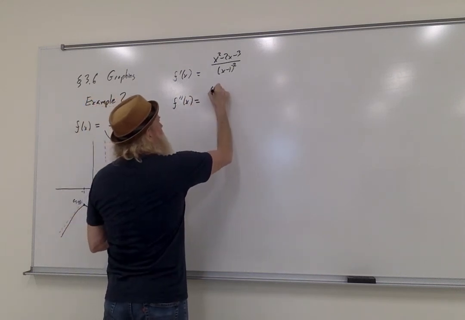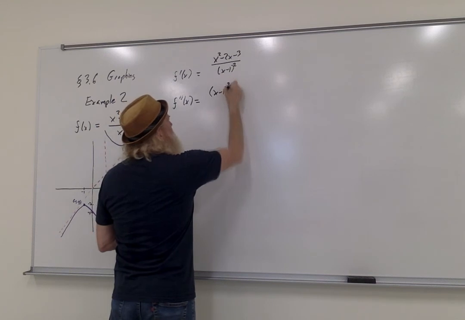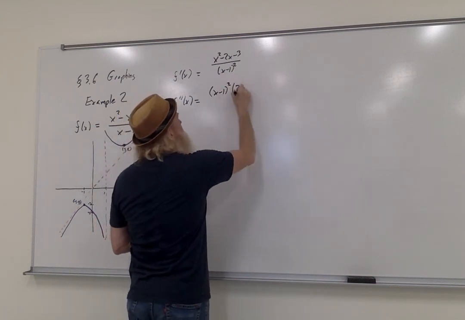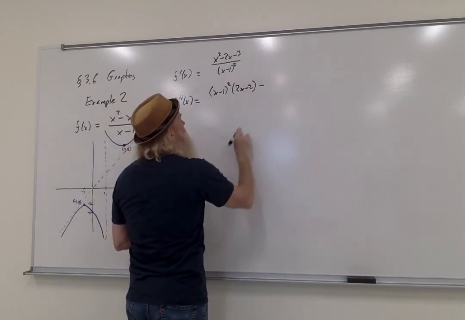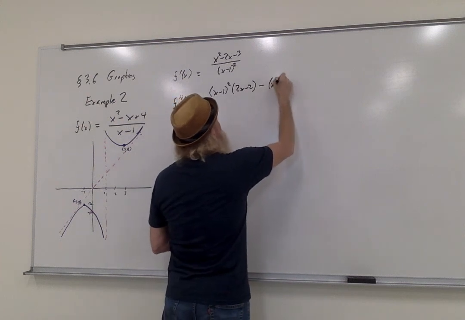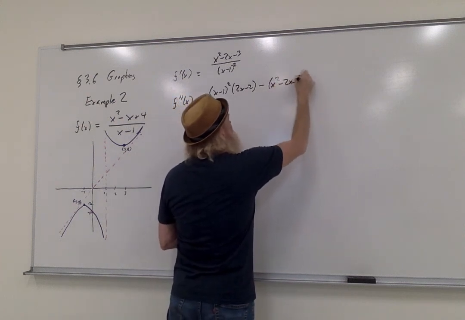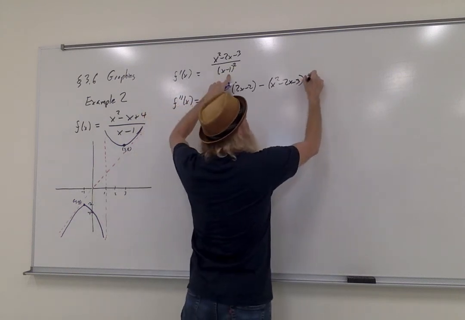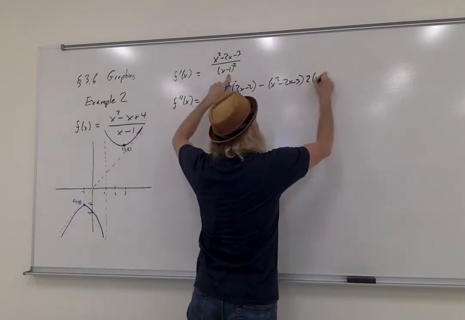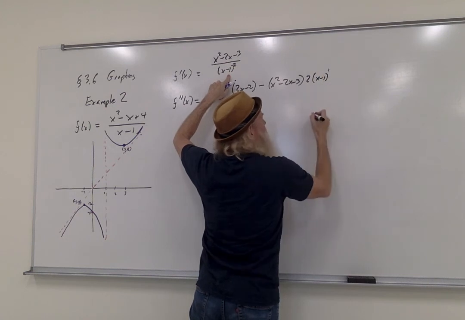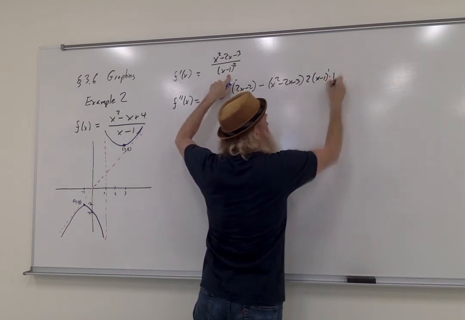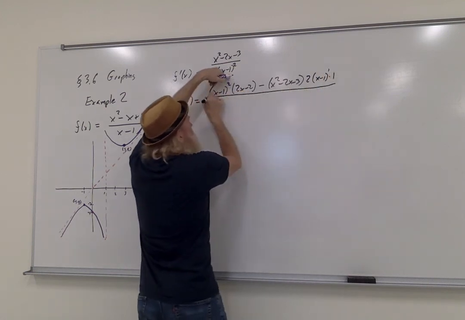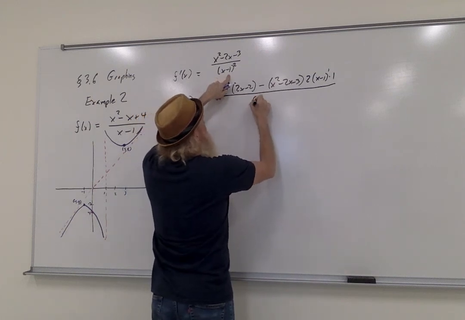It'll be the bottom times the derivative of the top, minus the top times the derivative of the bottom. Now here I have to use the chain rule. So we'll have 2 times x minus 1 to the first times the derivative of the inside, which is 1, all divided by the bottom squared.